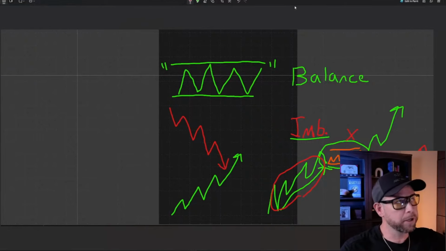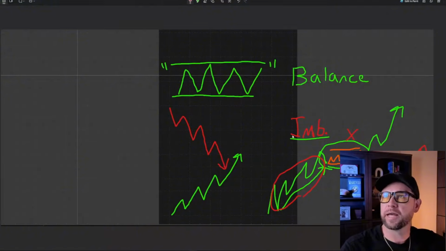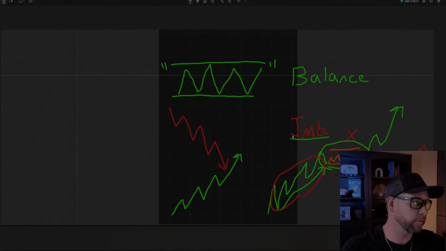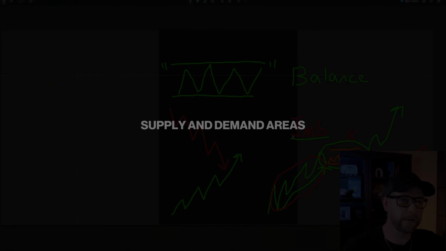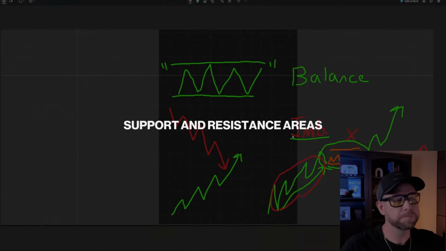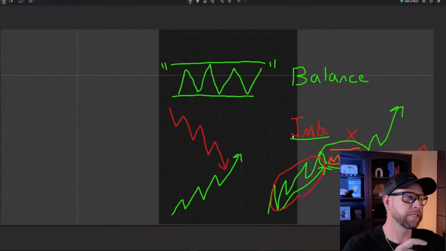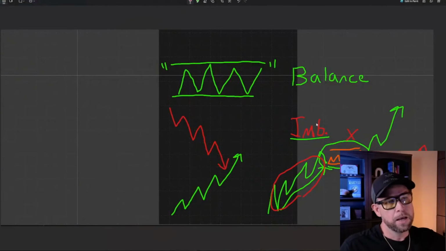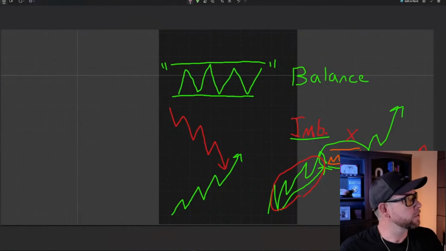From a pure price action structure, as I do analysis every day, people have different ways of doing it, but I'm looking at supply and demand areas, support and resistance areas, where the market is either balanced or imbalanced, trending up or trending down, right?